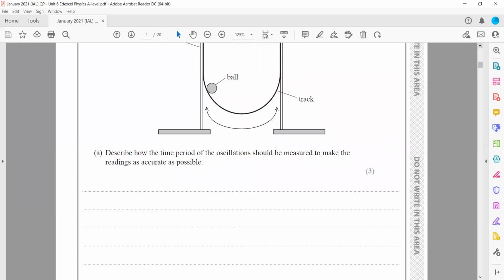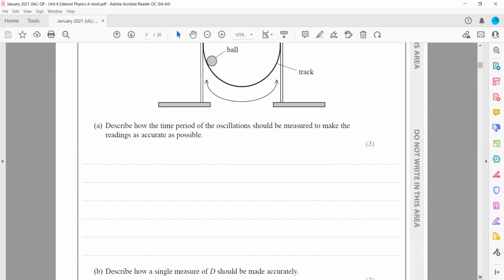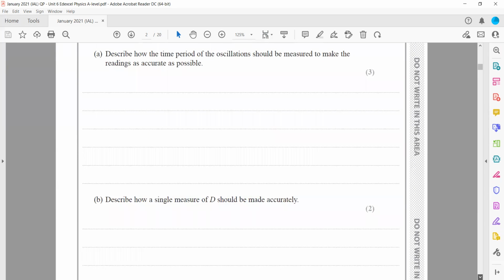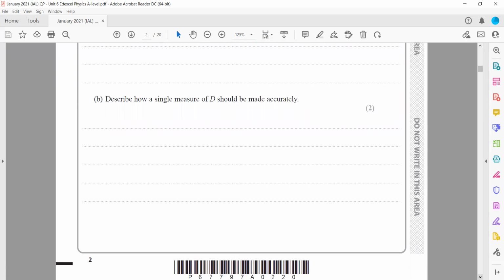Is it clear, the first part? For any part, if you want me to write or explain again, then I will repeat that part. But some questions are straightforward, that's why I did not write anything.